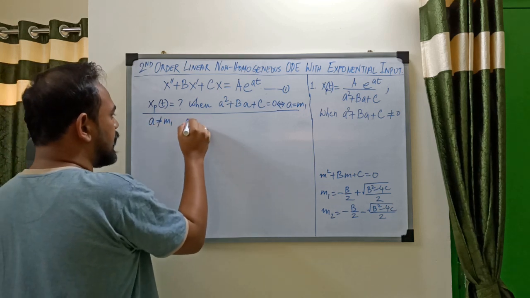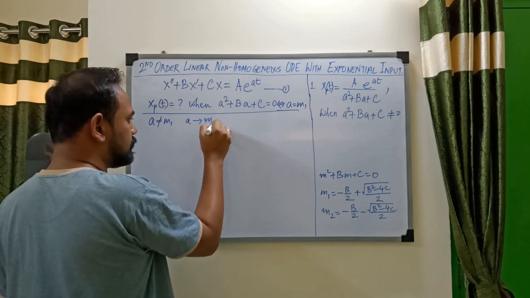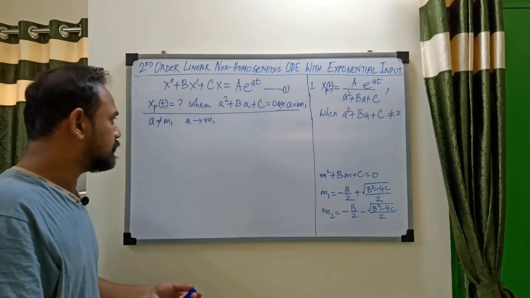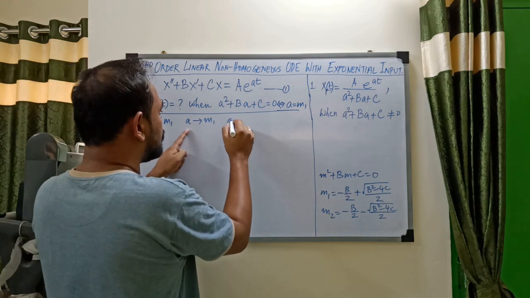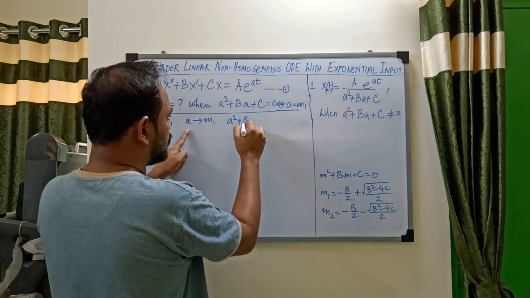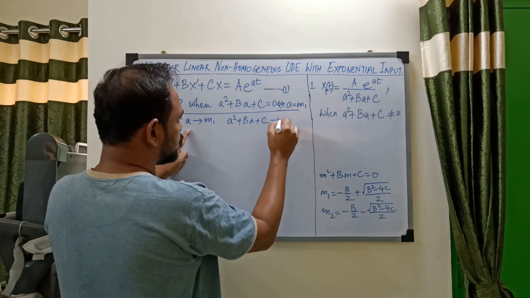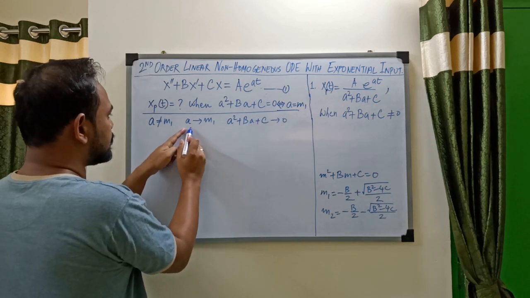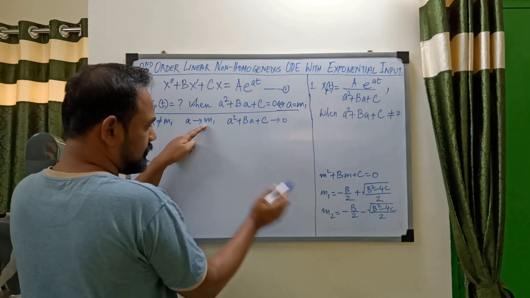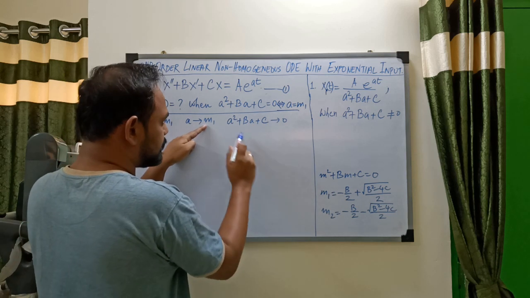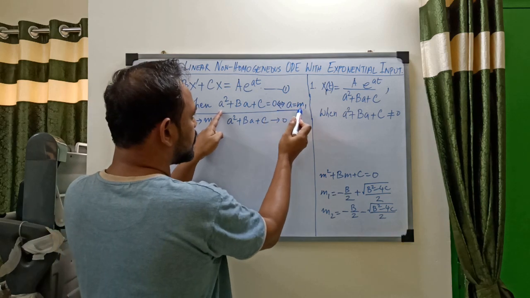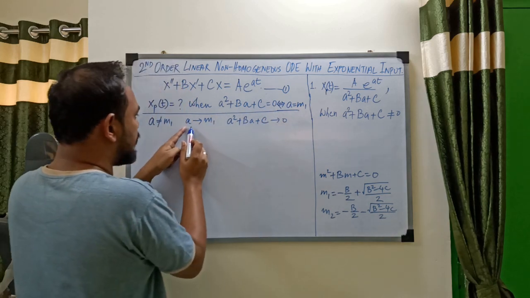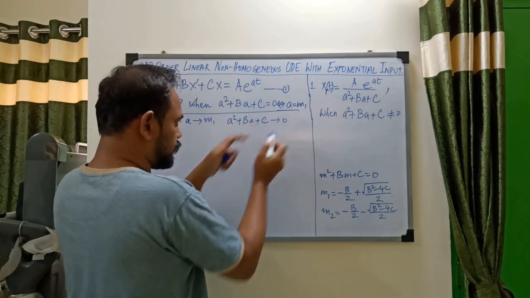Instead, we assume that A is very close to M1, or approaches M1. In other words, as A goes to M1, this actually goes to 0. When it is exactly M1, because M1 satisfies this, it will be exactly equal to 0. Okay, so when A is equal to M1, this is 0. But as A approaches M1, this approaches 0.